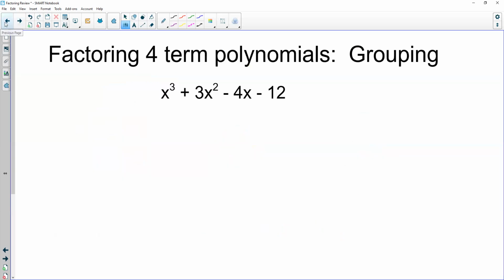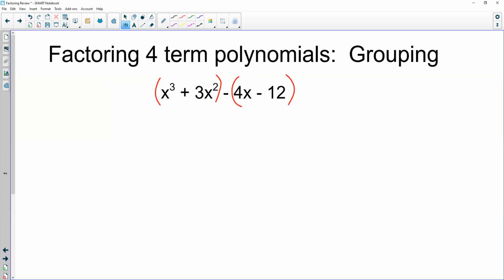4-term polynomials. Again, we will be dealing with these if you're taking honors pre-calculus and regular pre-calculus. And so again, whenever you are dealing with a 4-term polynomial, usually in a majority of the cases, grouping will be our go-to strategy. So the way grouping works is just like it sounds. We're going to group the first 2 terms together, and then we're going to group the last 2 terms together.